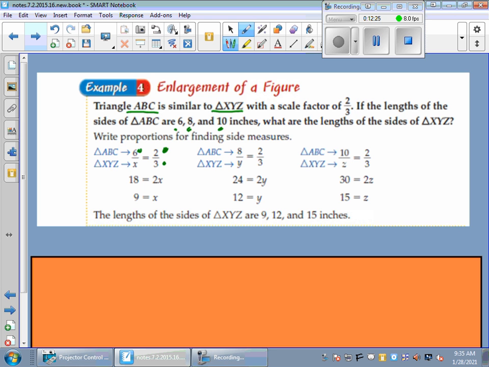So you do 6. 6 is associated with the 2, and you want to find what does that equate to in XYZ. So when you say X is 9, that is one of the sides in the triangle XYZ. The 6 is with triangle ABC. You do the same thing for the next one, same thing for the next one. So the lengths of the sides of this triangle XYZ are 9, 12, and 15.